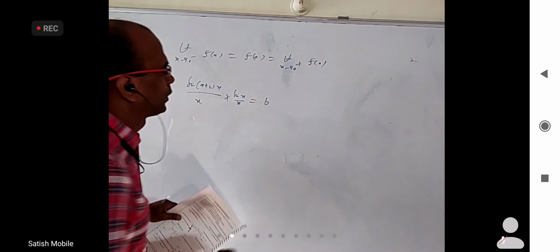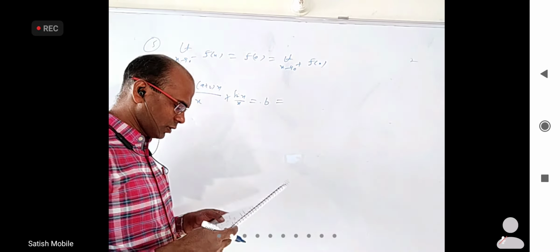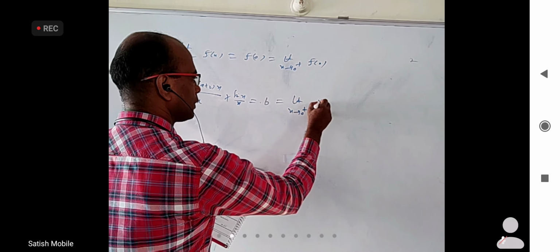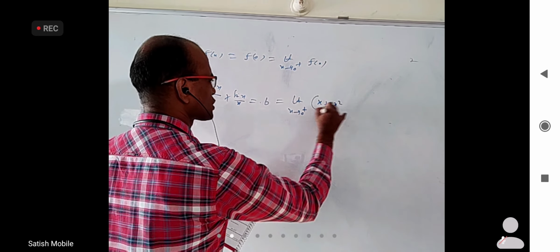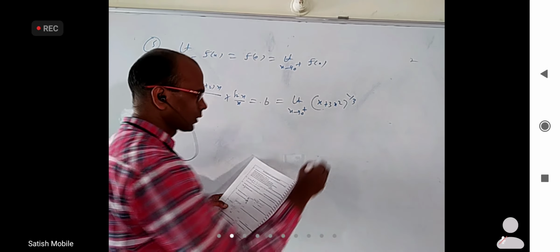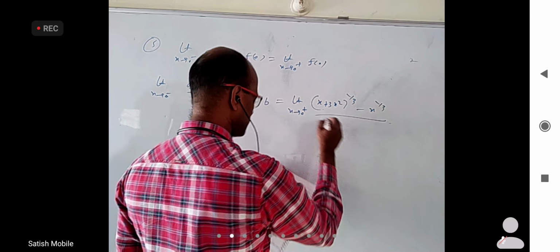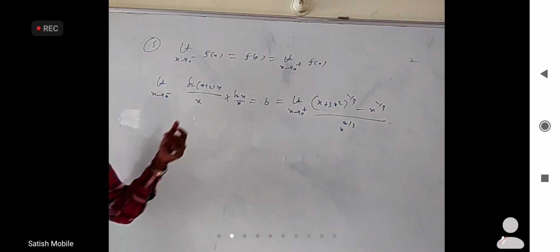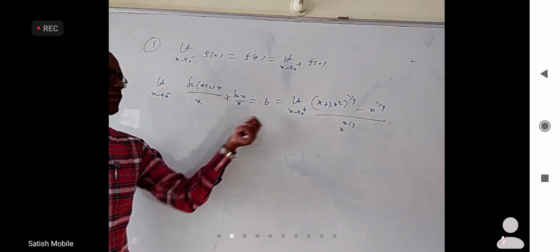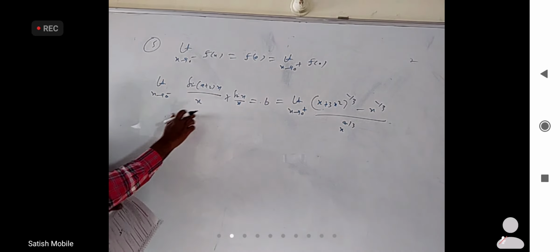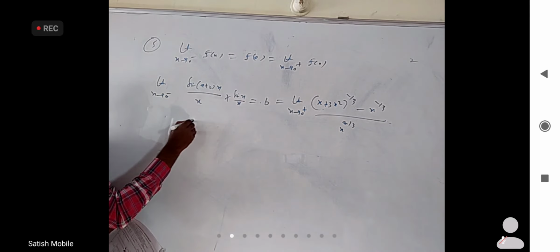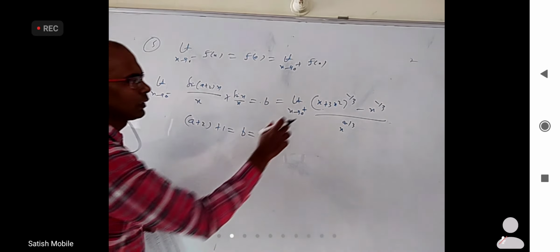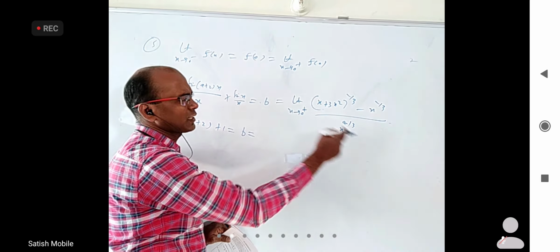Then for 0 plus the function is something else: x plus 3x square whole power 1 by 3 minus x power 1 by 3, by x power 4 by 3. This is a left limit, this is a right limit, this is a function value, but find each one. This limit is 1, this limit is a plus 2. So a plus 2 plus 1. This is b. Coming to here, I can take x power 1 by 3 common and cancel here.